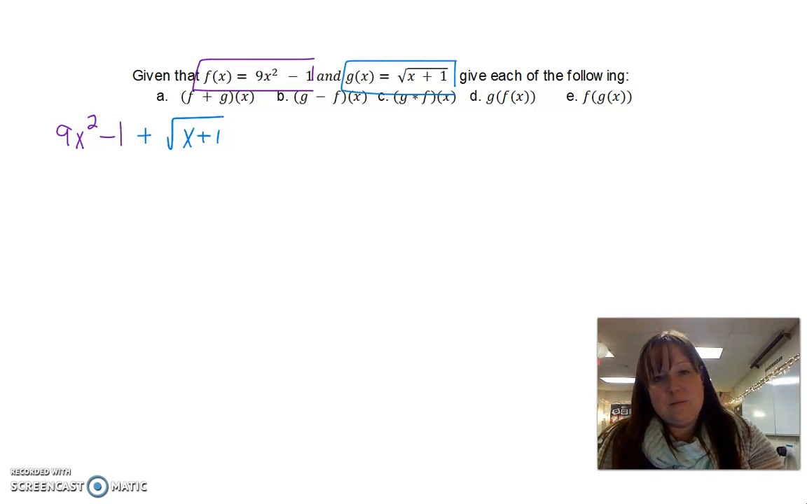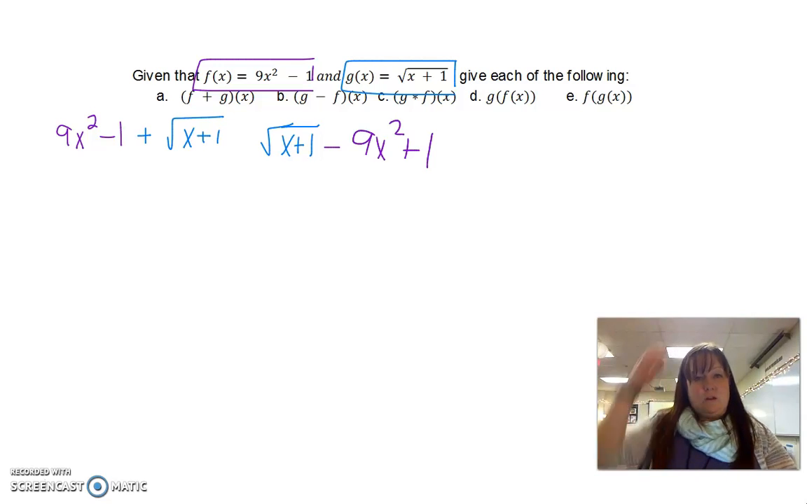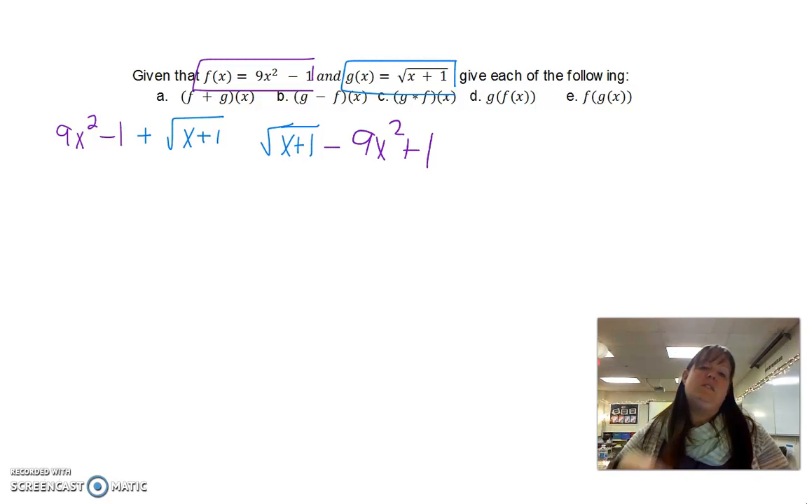And then we're going to see a similar thing with g minus f. You know, g is square root of x plus 1, excuse me, and then f, we subtract f, 9x squared, and remember we subtract everything, so we subtract negative 1, we get plus 1. But that's really all we can do there because the square root of x plus 1 is like stuck.